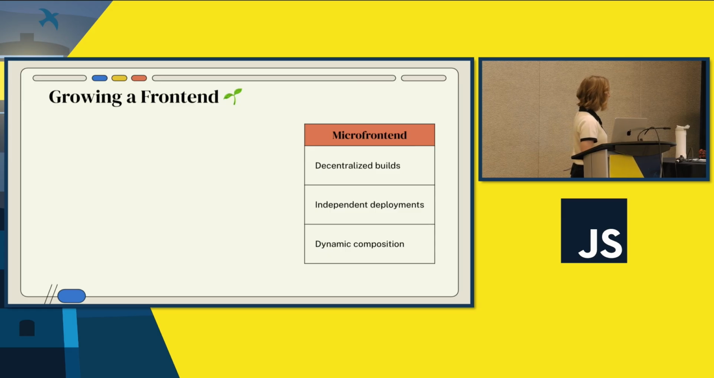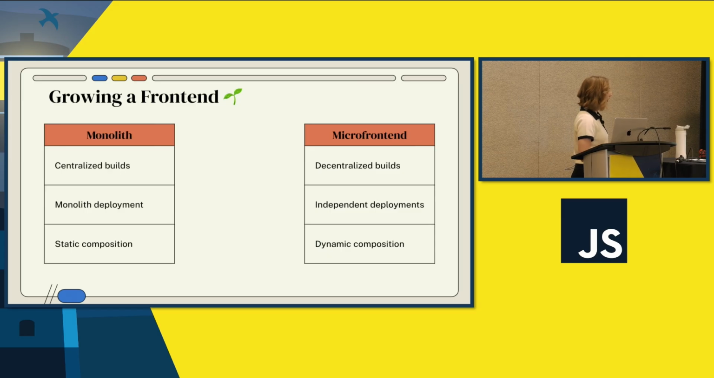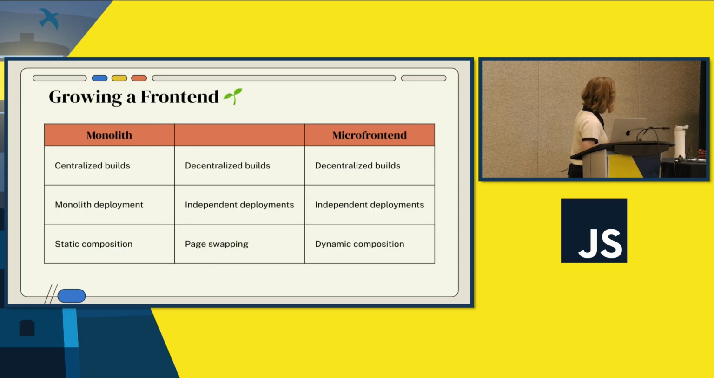So at runtime, you take those micro front ends and you swap them in and out without the user ever seeing that swapping happening. This is in contrast to a standard monolith, where you have all of your code together, it builds together, it deploys in a single deployment, and there's static composition, because you don't need to do anything at runtime. You have all of your assets ready to go at build time. But then there's this in-between state, where you get the nice things of decentralized builds and independent deployments, but the way you're doing that is by page swapping, doing full page reloads. I like to call this the conglomerate architecture.